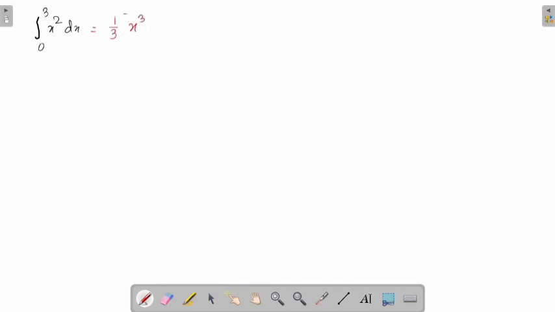Now we have the lower limit and upper limit. So the lower limit is 0, the upper limit is 3, right? So 1 by 3, put the value. So this becomes 3 cube minus, the lower limit is 0, so we'll put 0 cube. So 3 cube is 27, minus 0 is 27. So 1 by 3 into 27, right? So 3, 9. That means your answer should turn out to be 9.